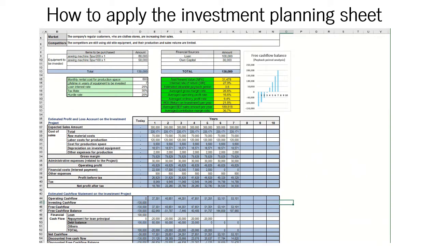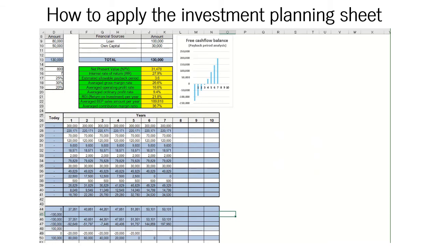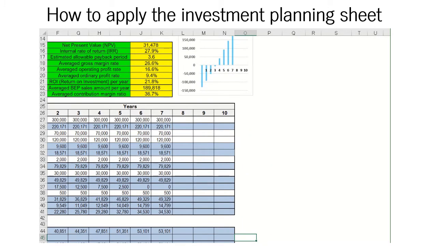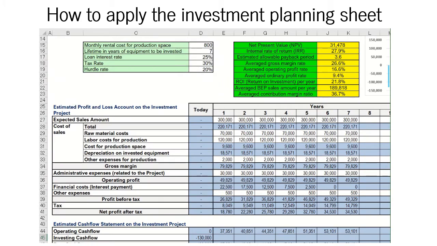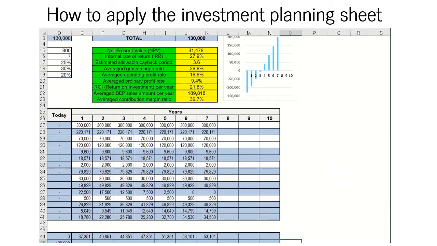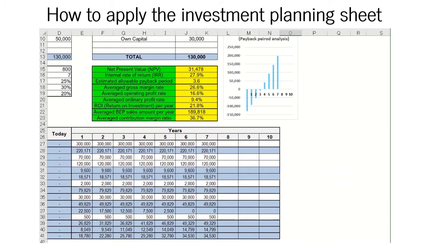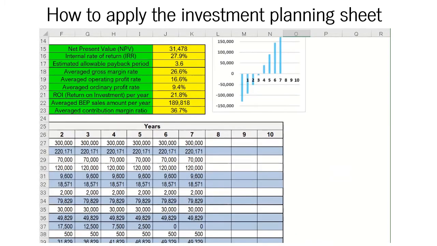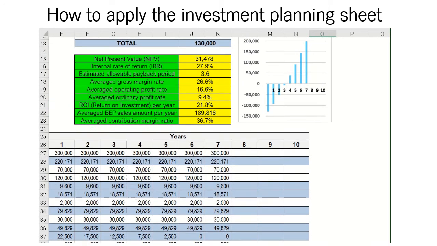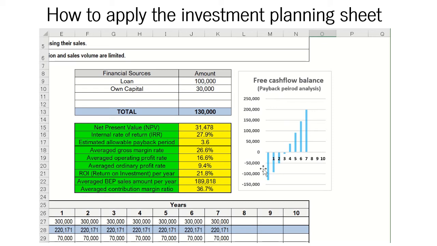It is important to mention that in this sheet, only parts which are not shaded should be filled in, and the sheet can elaborate the expected profit and loss account and cash flow statement of the investment plan automatically. Then, we can evaluate this plan by observing some financial indicators. In this example, the project net present value, NPV, is positive. Therefore, theoretically, the investment plan can be allowed.